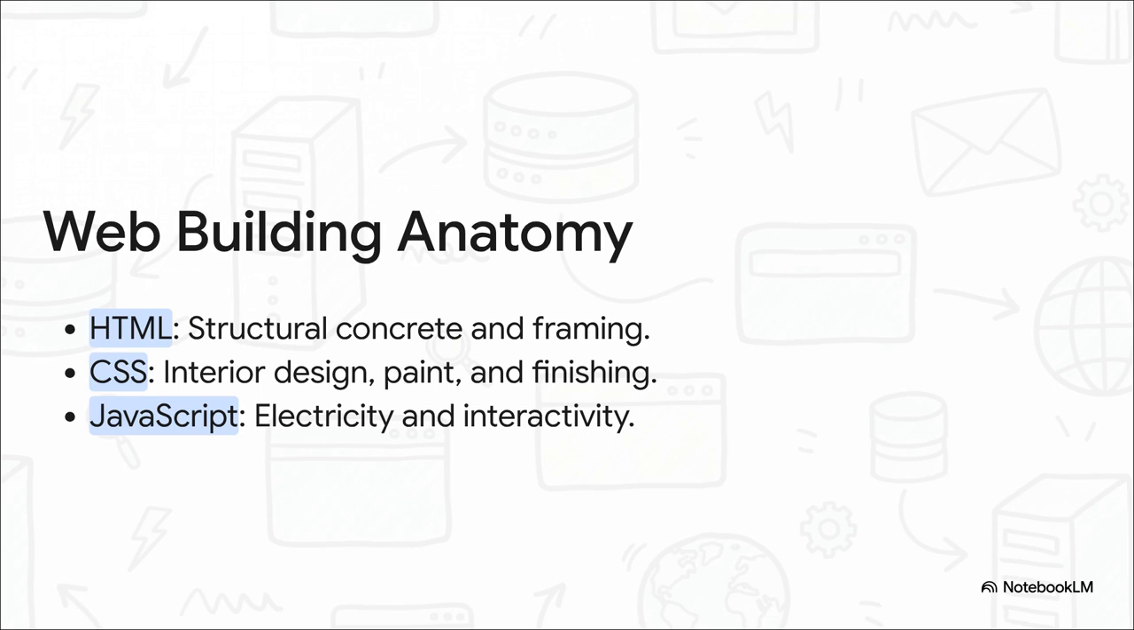Next up is CSS, Cascading Style Sheets. This acts as your interior design. It handles the visual aesthetics, specifying fonts, colors, and layout positioning. Finally, we have JavaScript, which powers the complex interactivity. It's the electricity, the plumbing, and those interactive elevators that respond to user actions and actually make the building livable and dynamic.